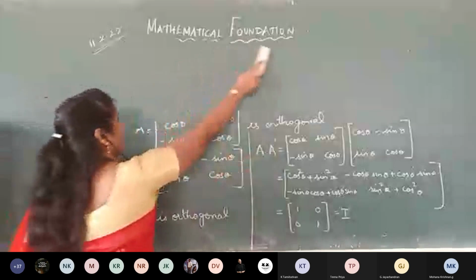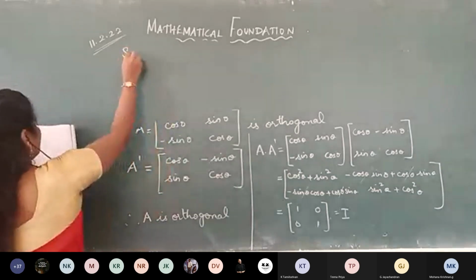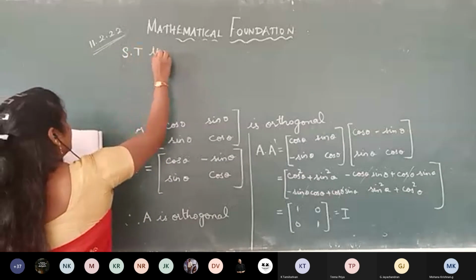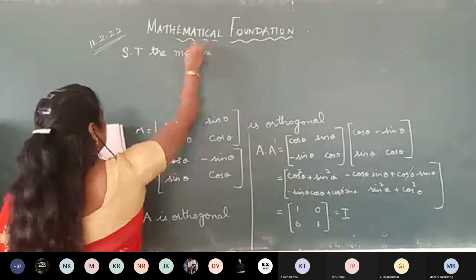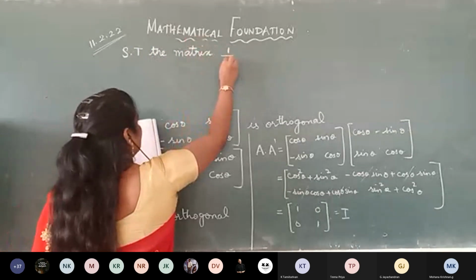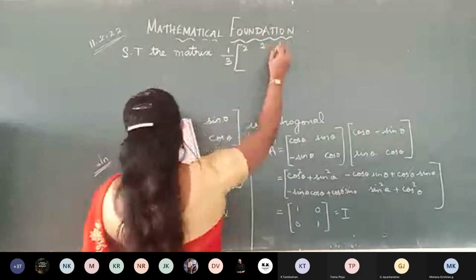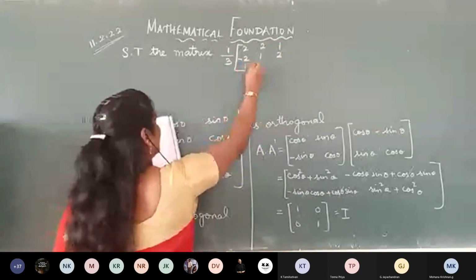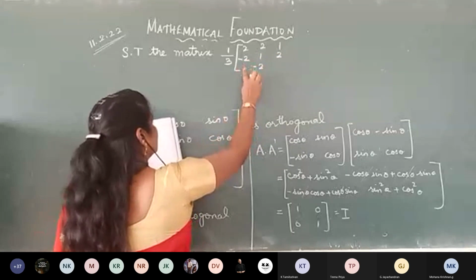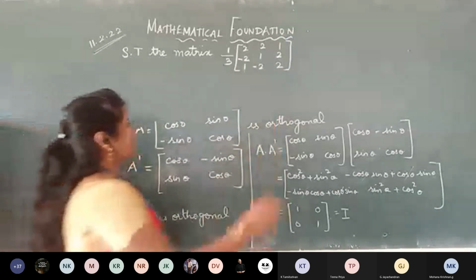There are a lot of problems in your orthogonal. One more I will do. This you can do as well. They have given you, show that the matrix 1 by 3, and then they have given the matrix 2, 2, 1, minus 2, 1, 2, 1, minus 2, 2 is orthogonal.